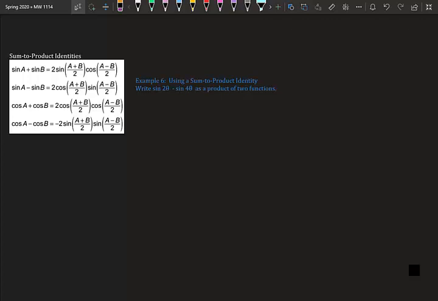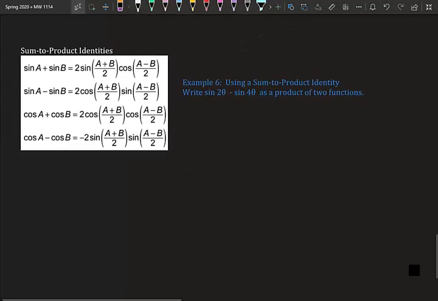All right, last example. Sum to product identities. So opposite way around. You can read our identities and we use them exactly like any other identity. So let's look at what we have. We have sine 2 theta minus sine 4 theta. And we want to write it as a product of two functions, meaning we want to get rid of that minus somehow. So if we look at the function we're given, sine A minus sine B. So let's look for that. Right there. Sine A minus sine B.